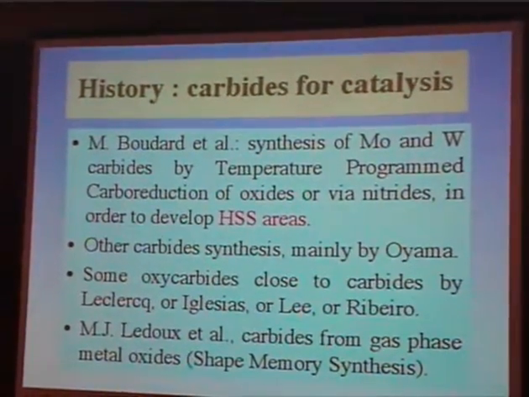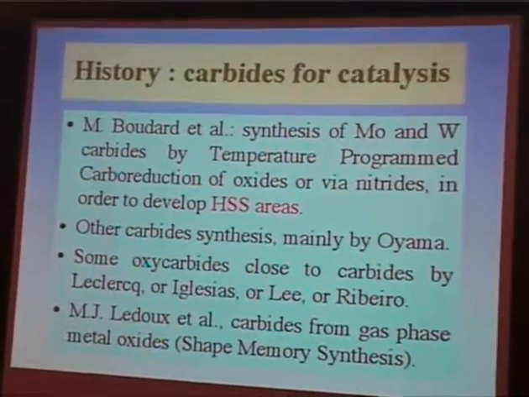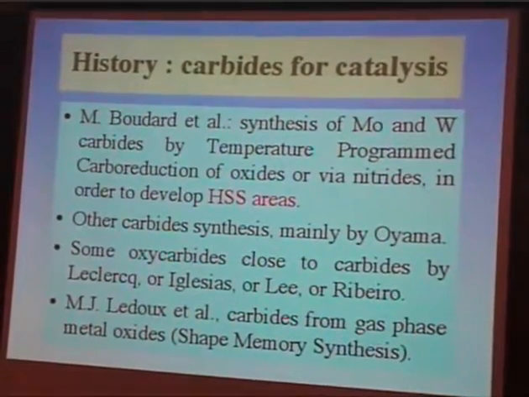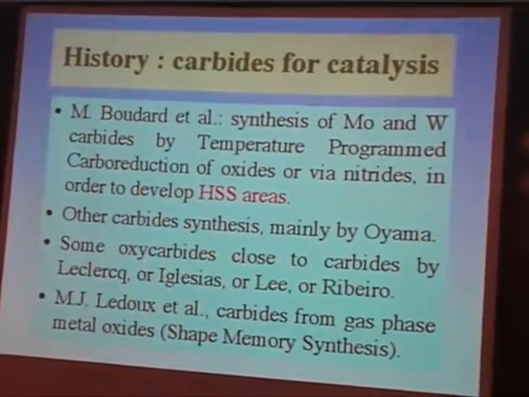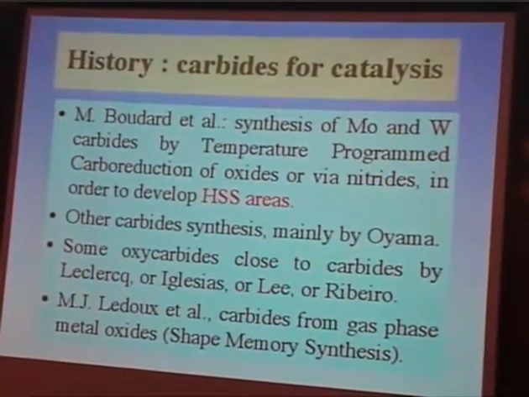So obviously it's a group of Michel Boudard, and Michel Boudard himself developed, 25 years ago, this interest for carbides in catalysis. The big problem with carbides at this time was that they only existed with very low specific surface area because of the ways they were prepared. And the great thing that they did was to prepare carbides by temperature programmed carbon reduction of oxide, or via nitrides, in order to develop high specific surface area materials.